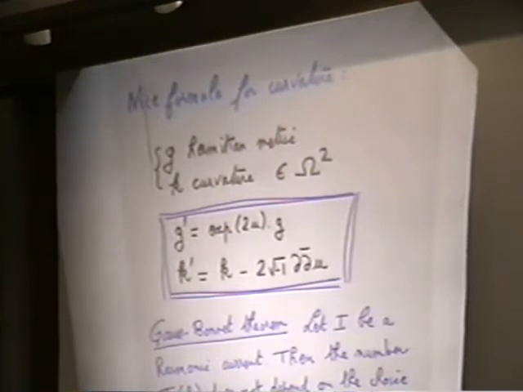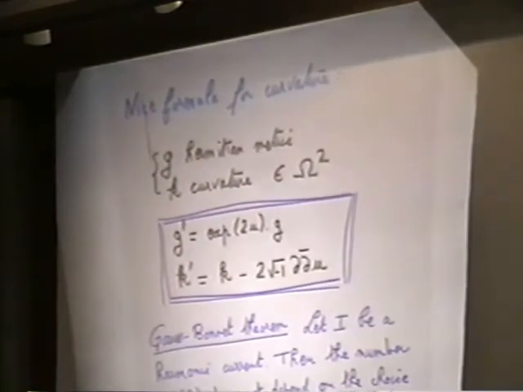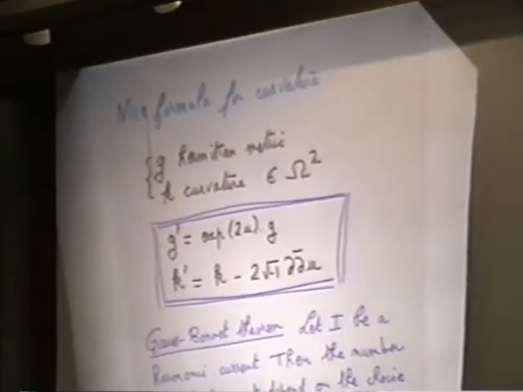So the formula is this: you change the metric g and multiply it by a positive function. A positive function can be written as exponential of something. I write it as exponential of 2u because after all a metric is a quadratic form, so what we are really interested in is length, which is the square root of the metric. So I define a new metric g prime to be exponential of 2u times g. And the formula says that curvature changes just by the Laplacian of u.